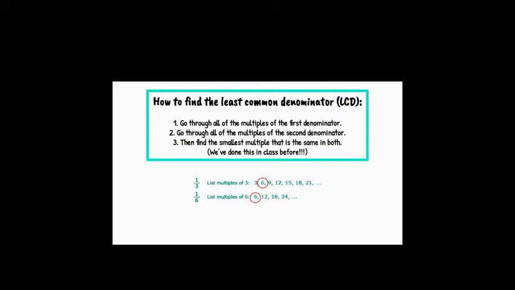So for step 3, we are going to find the smallest multiple that is the same in both. And once again, we have done this in class before. So if you'd like, you can go through and underline all of the numbers that are the same. But this time, we're going to find the smallest number that is the same. So in this case, the 6's are the smallest number that they have in common. That means the least common denominator is 6.